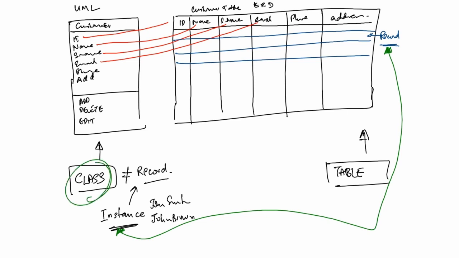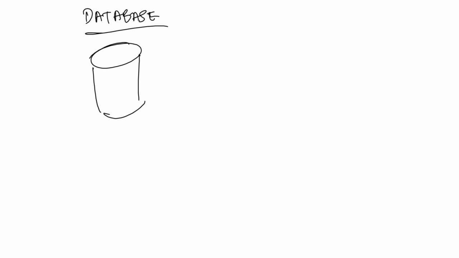So every class becomes a table. So in your database, you have one file. That's how you represent a file. But within that file are many tables, and within each table are records.